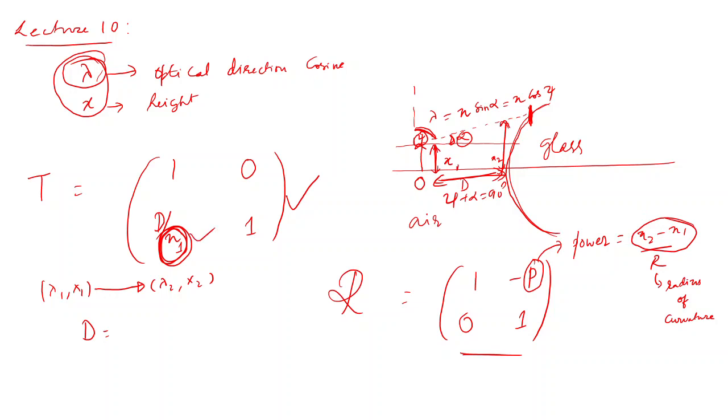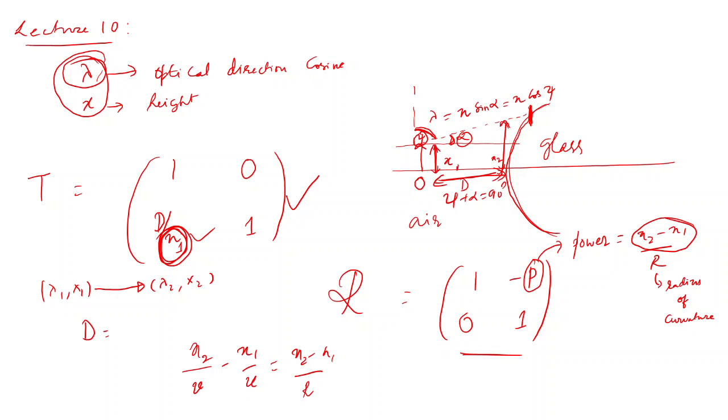Based on this, we also looked at how an image forms at a refracting surface, and in fact, we came up with the same formula that we derived using ray optics. Particularly, we came up with the formula n2 by v, where v is the image distance, minus n1 by u, where u is the object distance, equal to n2 minus n1 by r. This is the relationship we had come up with based on the matrix method.